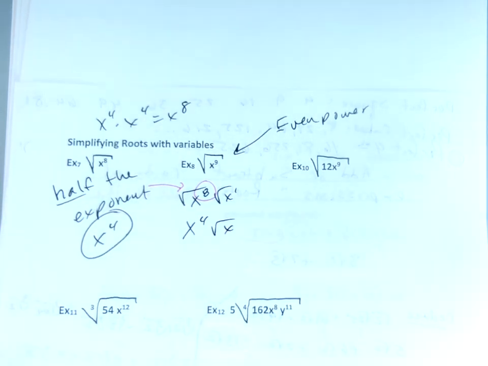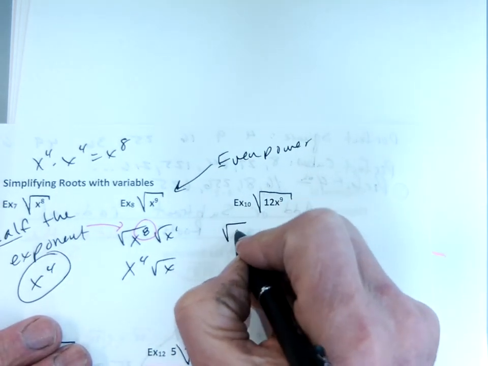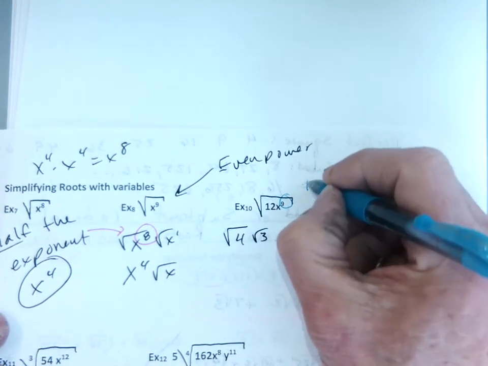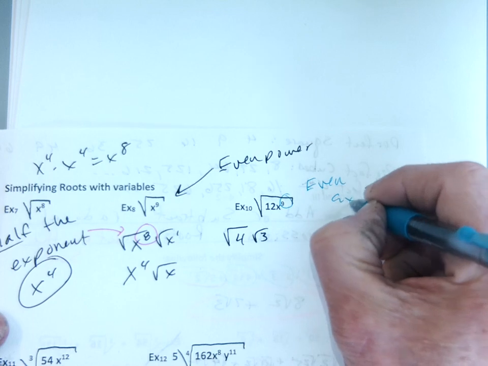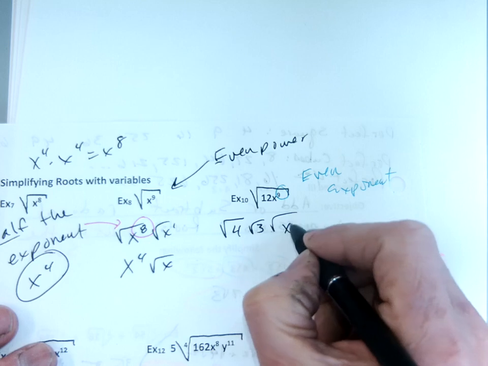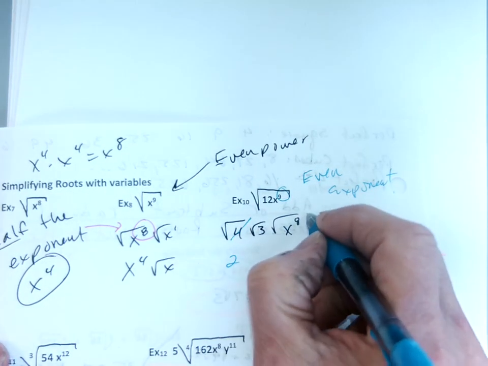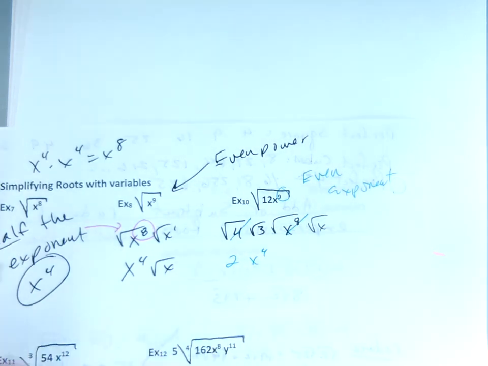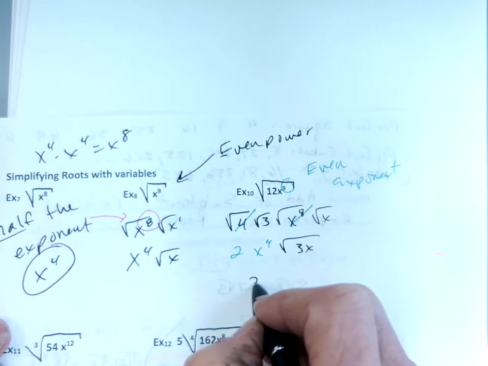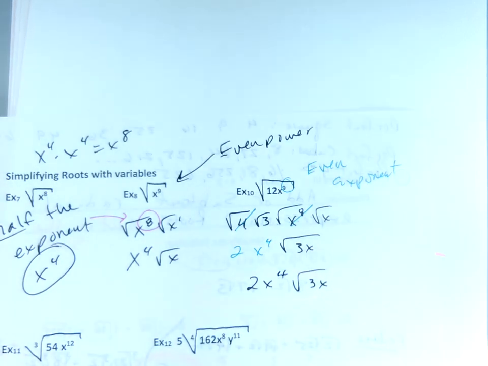This one, I am going to reduce this one, square root of 4, square root of 3, because I'm doing square roots, and I need to make this an even exponent. So I'll make this a square root of x to the 8th and a square root of x. Now, square root of 4 is 2. I take half that exponent, I get x to the 4th. And these two I can't do anything with. They have to stay inside the square roots. So there's my answer. 2x to the 4th, square root of 3x.